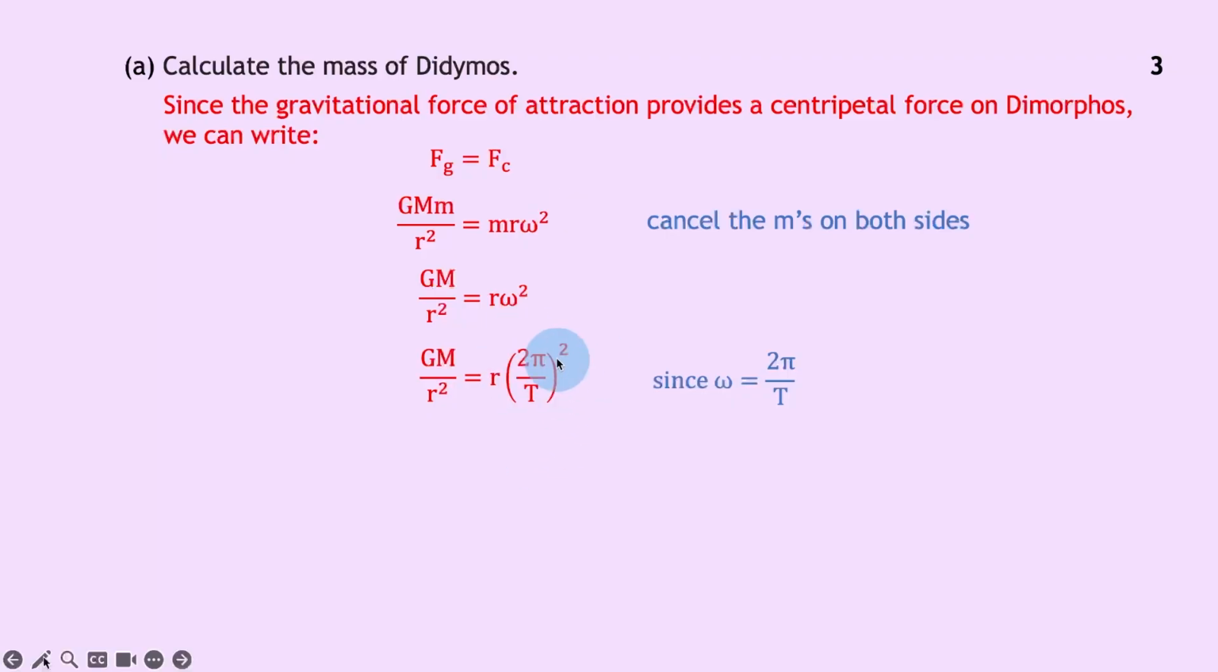We can then expand this right hand side and rearrange for the mass M, so doing that we would have r times 4 pi squared over T squared, and then we'd have to multiply up this r squared term and divide both sides by G. So we end up with M equals 4 pi squared r cubed over G T squared.